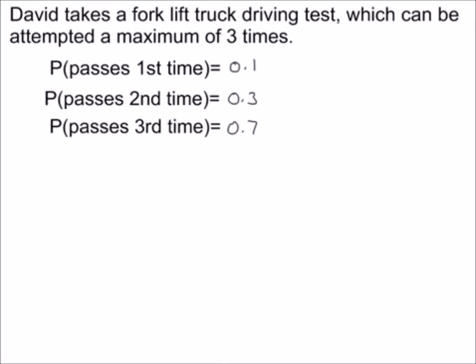David takes a forklift truck driving test which can be attempted a maximum of 3 times. The probability that he passes the first time is 0.1. On his second test he's improved and the probability that he passes this time is 0.3, and then with more practice he improves even further, so the probability that he passes the third time is 0.7. He is not allowed to take the test after the third time. There's a maximum of 3 attempts.